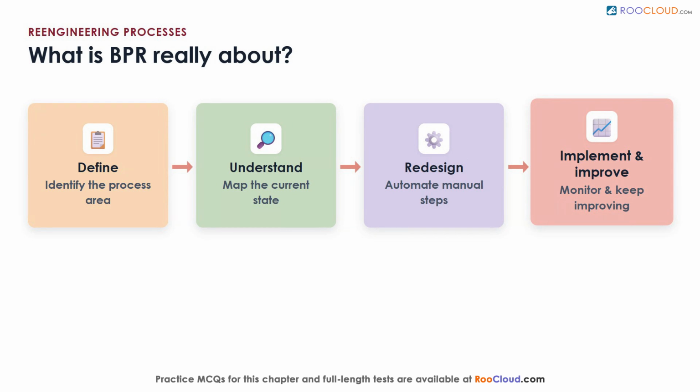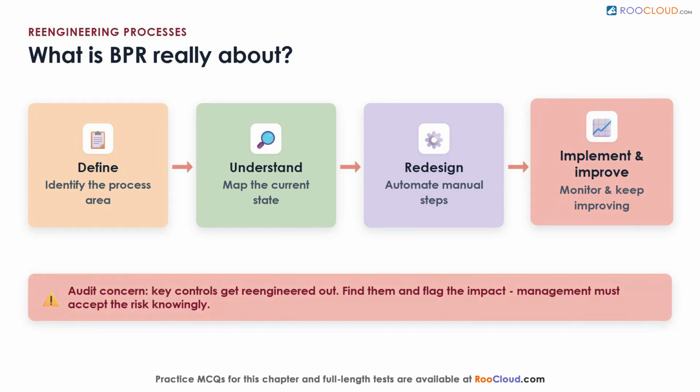But here's the audit concern that matters most. Key controls can get re-engineered out of the process. Your job is to find those controls and flag the impact. If a key preventive control is being removed, management must accept that risk knowingly.